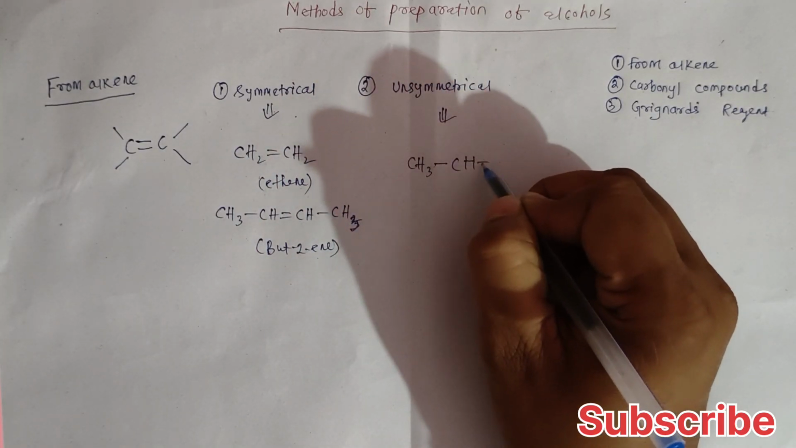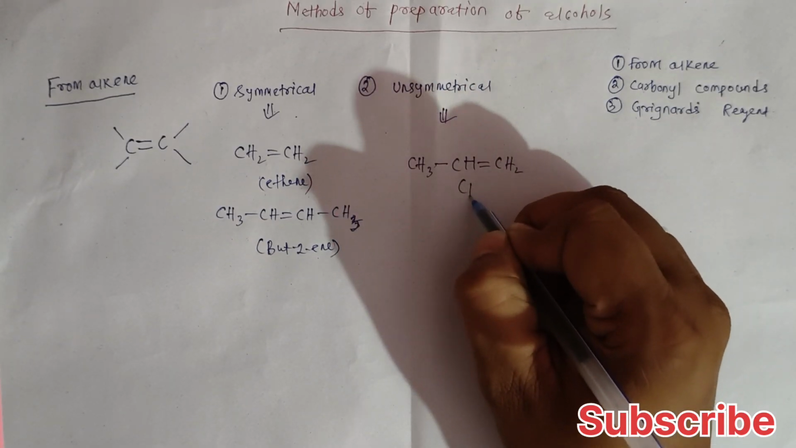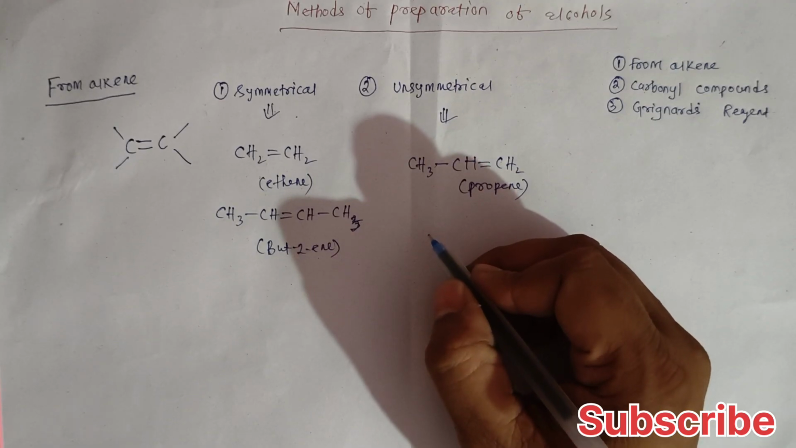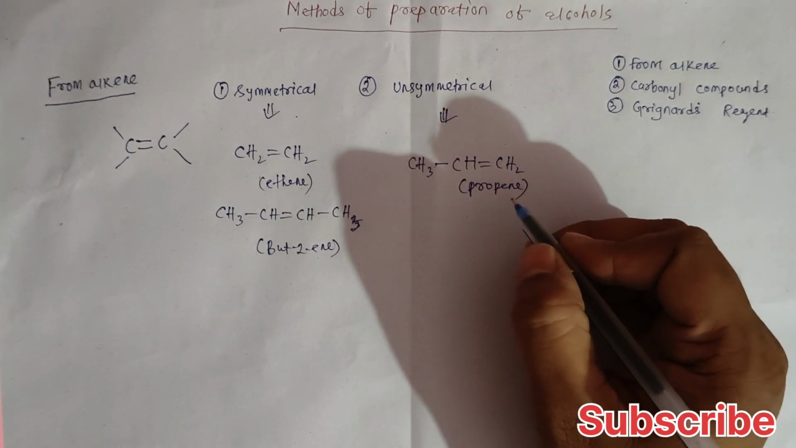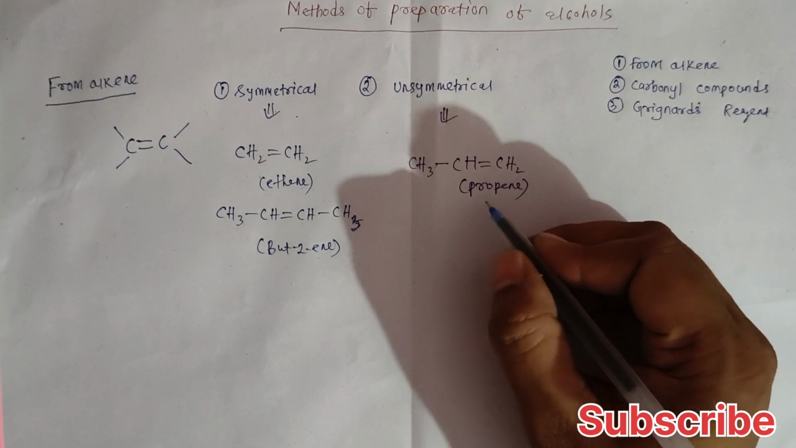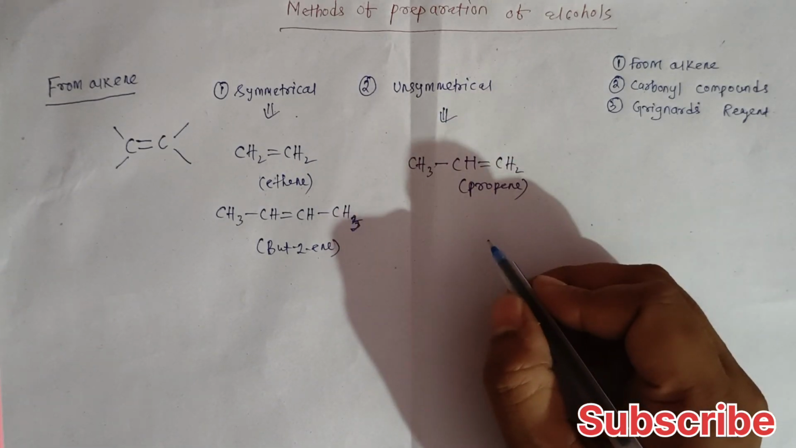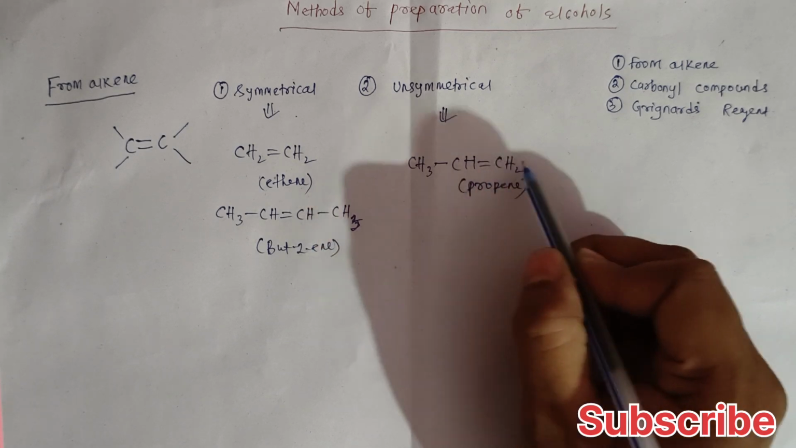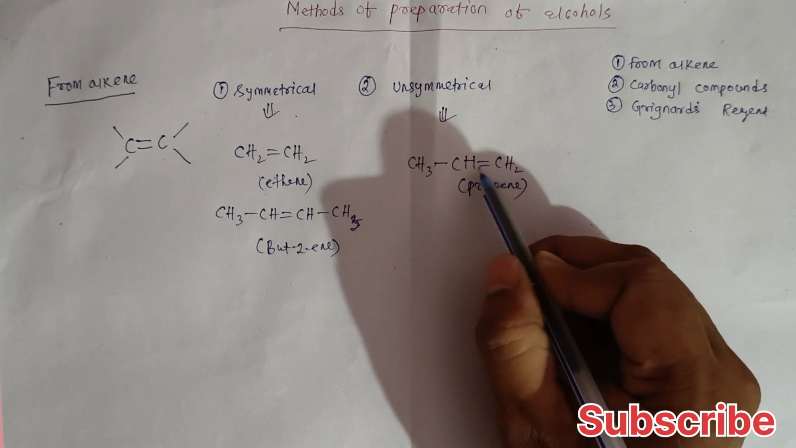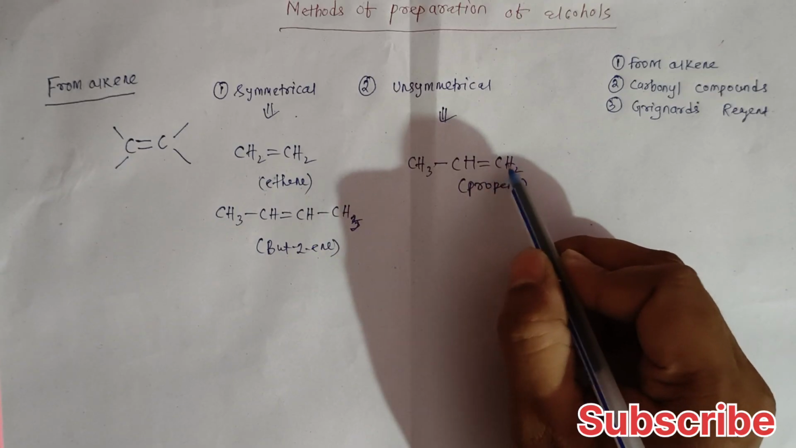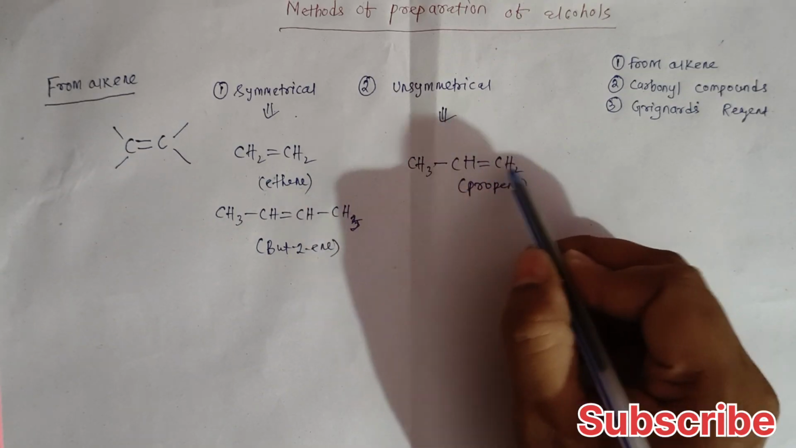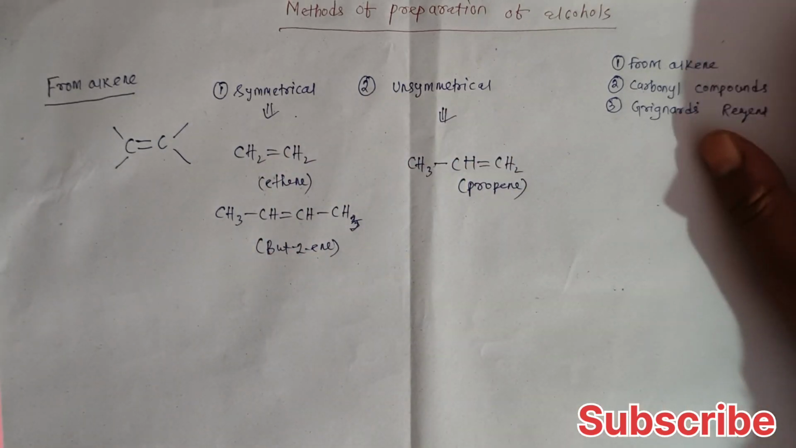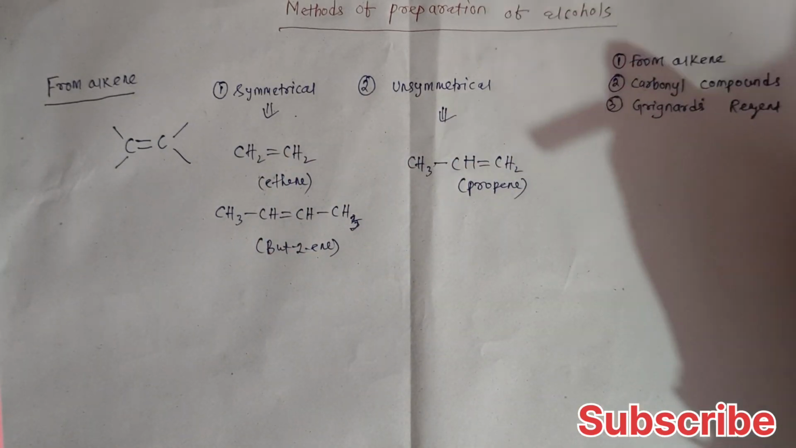Now, unsymmetrical alkene: CH3CH=CH2. This is our propene. Yes or no? Very simple. This is unsymmetrical. You can clearly see on both sides of the double bond, here CH3CH, and on the other side only CH2 is present. Both are different. That's why it is called unsymmetrical alkene. Now we will prepare the alcohol from these alkenes.